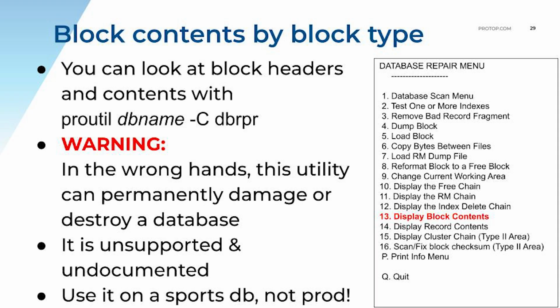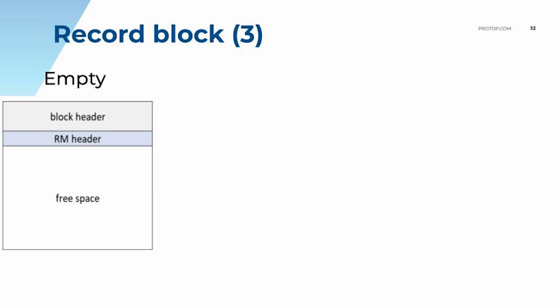If you want to look at the block contents, you can select a storage area, option 9, and then use option 13 to display the block contents. It'll show you the headers, it'll show you the data payload, it'll break it all out and give you labels. It's neat. So let's look at some record blocks because they're the most interesting and that's where most of your data lives. A record block looks like this.